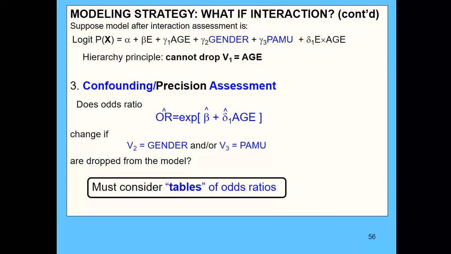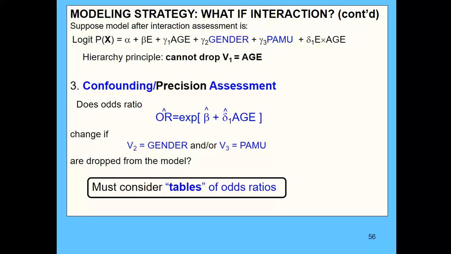If you're trying to talk about confounding, what you're asking is, does this odds ratio change depending upon the values of these other variables in the model? Gender and PAMU are the variables that are left. I can't worry about age, it has to stay in the model. Do these change? Well, the problem is that I have age in this formula, so I'm not getting a single e to the beta as when there was no interaction. Then I just had one odds ratio, e to the beta.